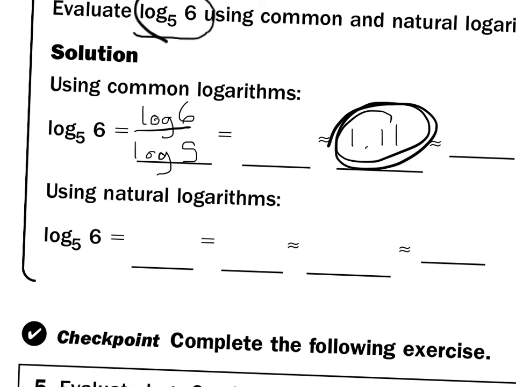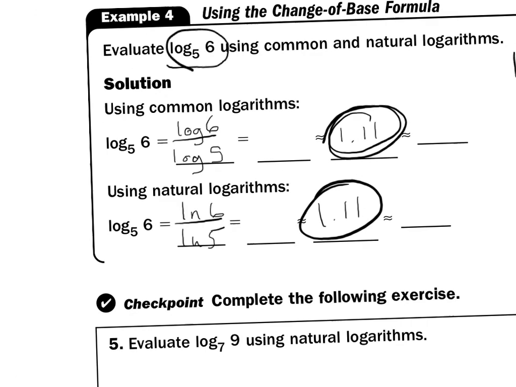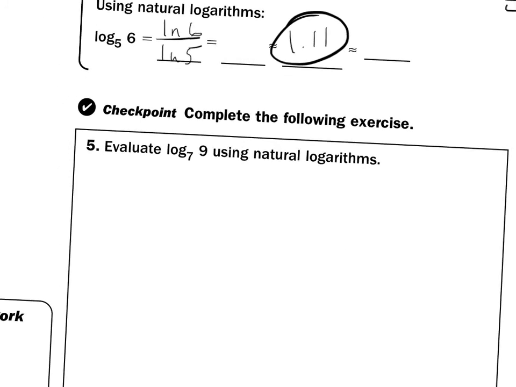Please try that now if you didn't, and make sure you're getting that same value. If you use natural logs, all you have to do is the ln of 6 over the ln of 5, and you have an ln key on your calculator. Likewise, if you type that into your calculator, you should get about 1.11. It doesn't matter which one you choose, they both will work. Make sure you try evaluating log base 7 of 9 using natural logs for your final little self-quiz question here. Thanks for watching.